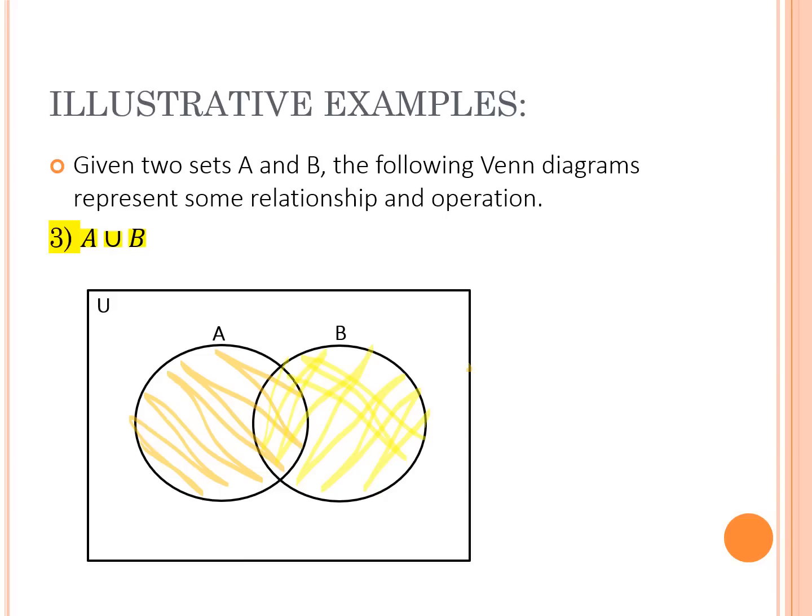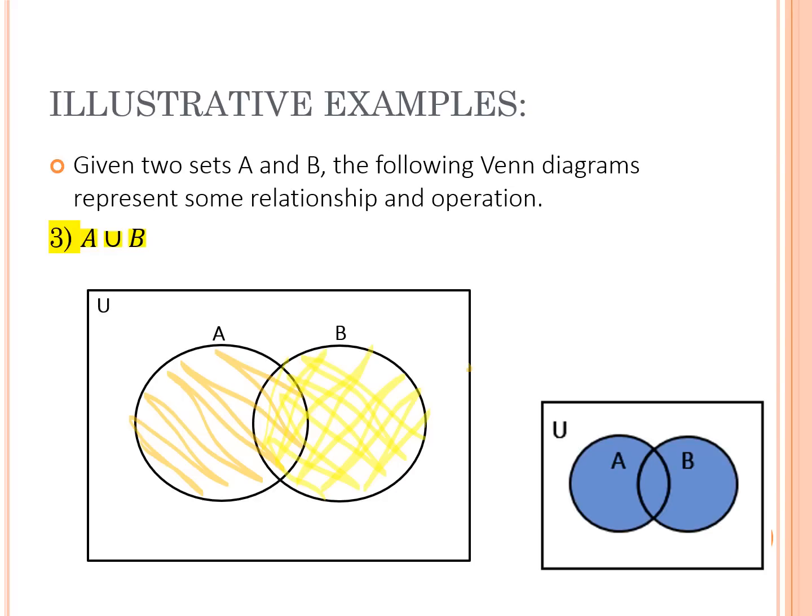Since we are talking about union, all of the shaded part is considered the union of A and B. That's why when we color it carefully, this is how A union B looks like. Okay, so all of it will be shaded all together.